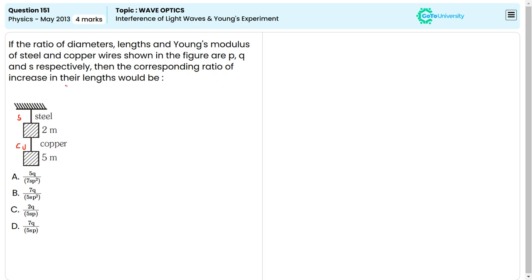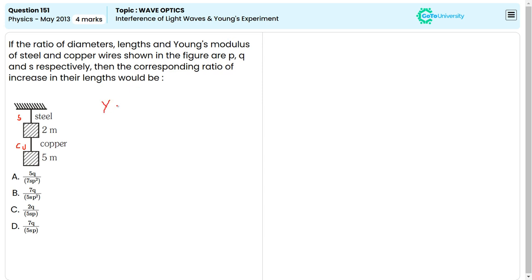Then the corresponding ratio of increase in their length would be, it is suspended by the two weights. Then there are four options given, and we need to find which is right. We can find the increase in their length, that is, we need to find the delta L. Delta L we can easily find with the help of Young's modulus.